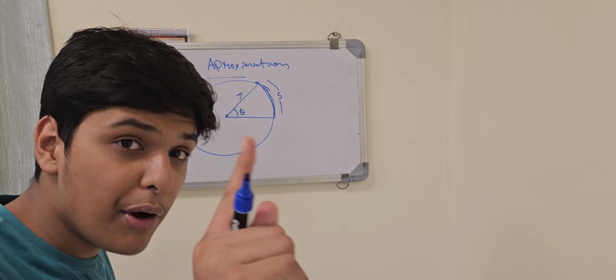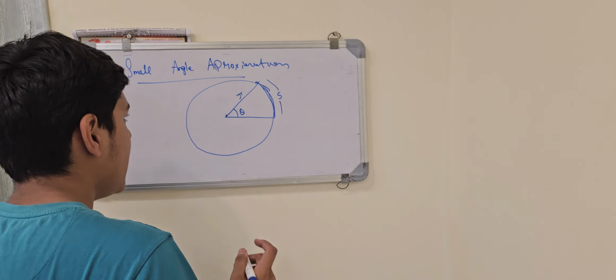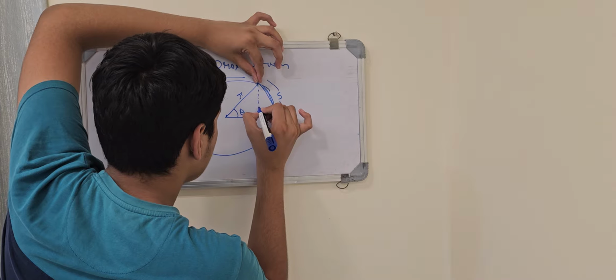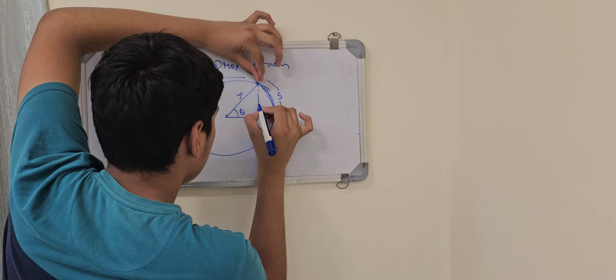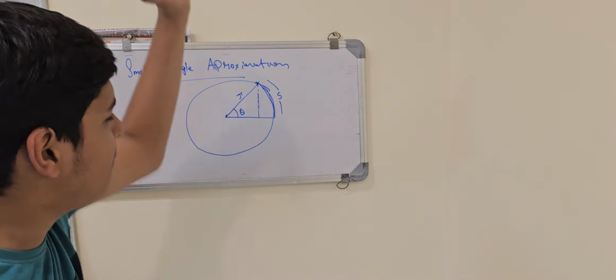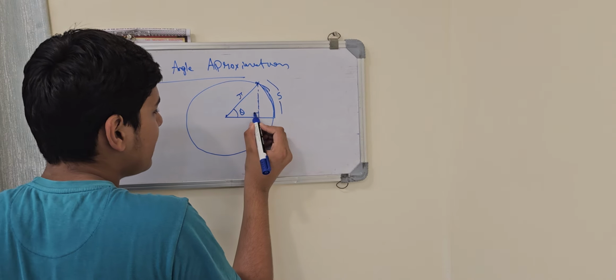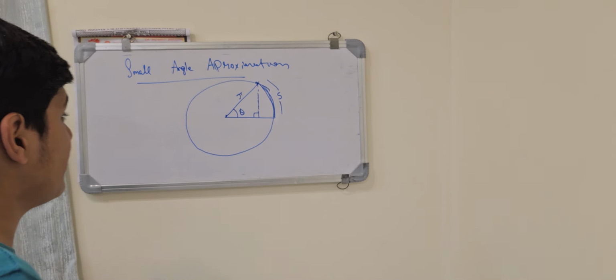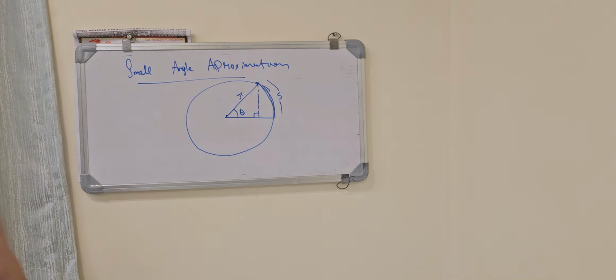But now I will do a very interesting thing. From the top here, what will I do? I will put a perpendicular, a perpendicular bisector, just an imaginary line. When we put a perpendicular bisector, it makes 90 degrees. So we have theta, we have the perpendicular, and we have the radius.